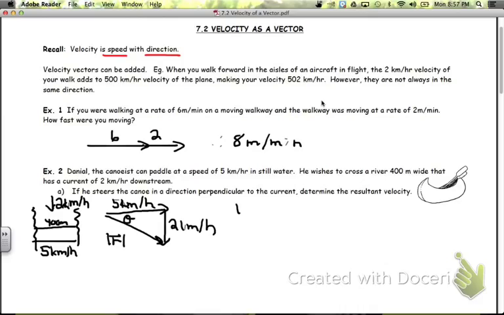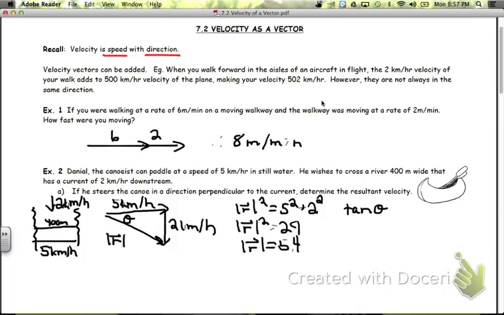To find r, we're just going to use our Pythagorean theorem. So r squared is equal to 5 squared plus 2 squared. So r squared is equal to 29, and therefore take the square root of both sides, and we get that our resultant vector is 5.4 kilometers per hour. But we also need to have an angle, because remember, velocity is speed with direction.